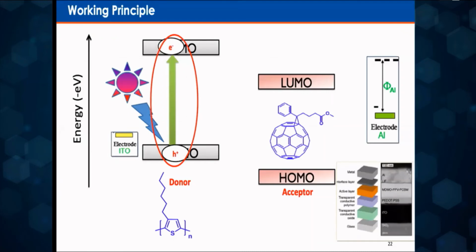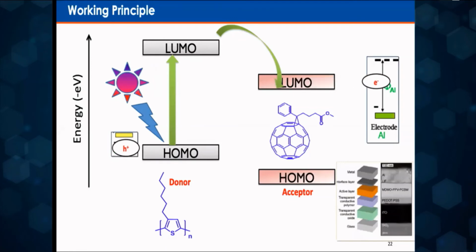So this is the major difference between organic and inorganic. When you generate an exciton, it's a tightly bound exciton, and it has a tendency to fall back and meet the hole. But if you use this type 2 heterojunction and a very high electron affinity material like a fullerene, you can transfer this electron, overcome the exciton binding energy, and collect the hole and electron at the respective electrodes.